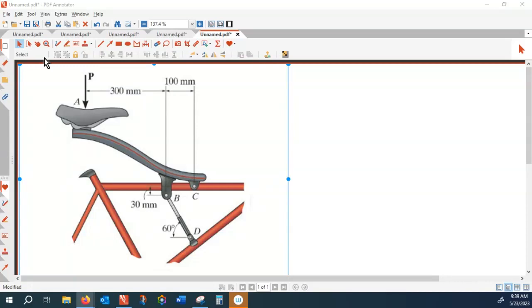Okay, the approach is now I release the seat. By releasing the seat, I have to find the forces at B and C. Once I have the forces, then the question reduces to a pin under shear. You're not going to find the force at B because you're not going to cut it from there. Let me do the free body diagram for you. Just bear with me.